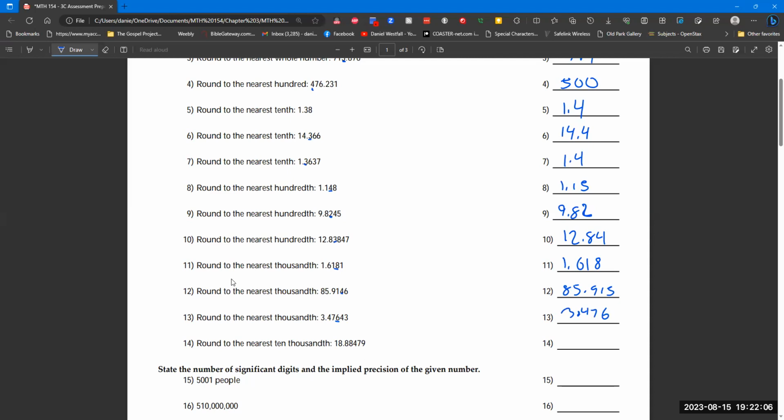Round to the nearest ten thousandth. Tenths, hundredths, thousandths, ten thousandths is where the 7 is right there. The 9 is going to make me round up, so 18 and 8,848 ten thousandths.